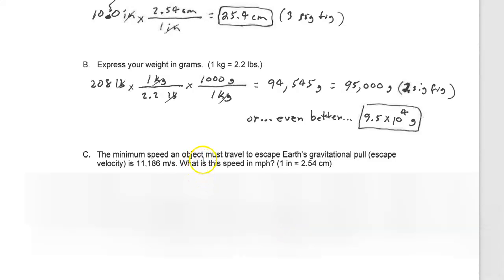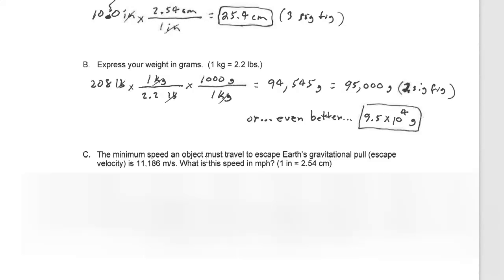So here we go. The minimum speed an object must travel to escape Earth's gravitational pull, this is something called the escape velocity, is 11,186 meters per second. So if you were going to jump off the Earth, you would have to jump up with a speed of 11,186 meters per second and maintain that speed. And if you did, you could jump to the moon. Okay, but you got to jump that fast.